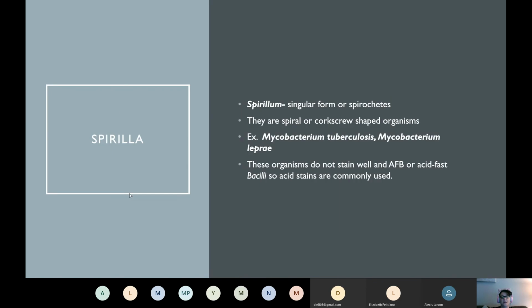And then lastly, the shape we have is spirilla. The singular form for that would be spirillum. Sometimes you'll hear somebody say something different, but I've always just heard spirillum. They're little corkscrews. They look like little squirrely ramen noodles. These guys are not very friendly. I'll give you an example: TB, leprosy.